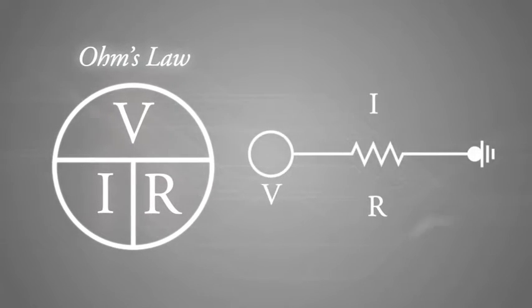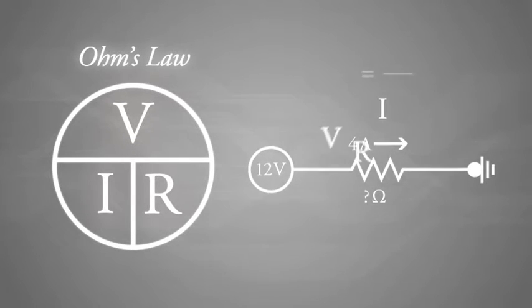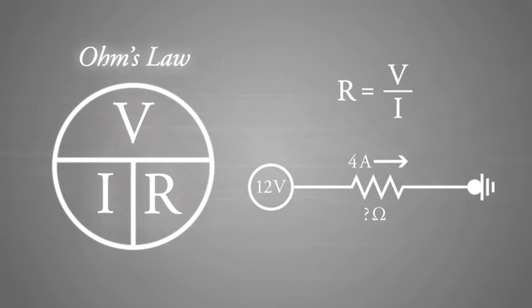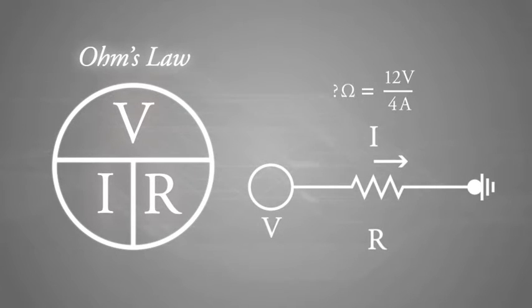In this circuit diagram, the value of the resistance is not known. The applied voltage is 12 volts, and the current flow is 4 amps. To find the value of R, simply divide V by I, or 12 by 4. The value of R is 3 ohms.